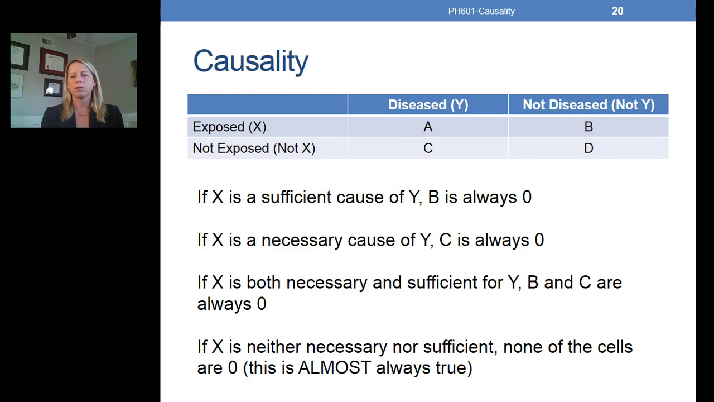So similar to the most recent example I gave, where if X is not present, then we're going to have no disease, so C will be 0. And if X is sufficient for Y, so in the presence of X, then you will not have not diseased people, right? Everyone will be diseased. So B would be 0 as well. And then finally, if X is neither necessary nor sufficient, again, the most common scenario in epidemiology, then none of the cells are going to be 0.